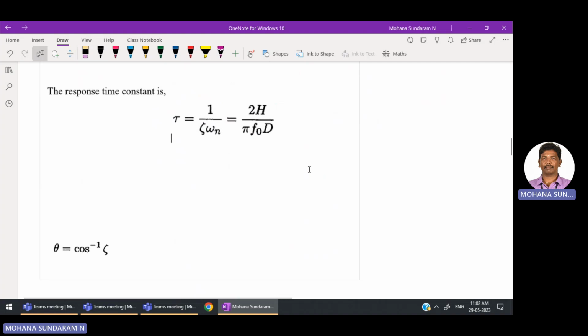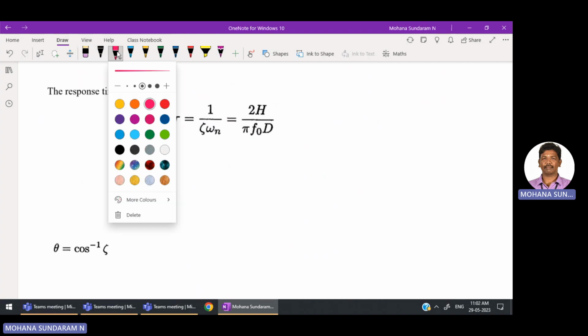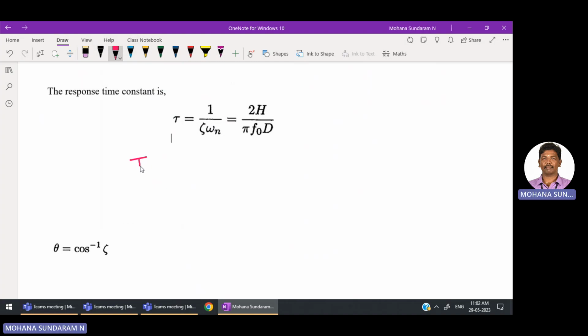Next, for the time constant tau, let me use the variable TIMECONST equal to, I'll use this formula. It is 1 divided by zeta z into Wn. That's all. This formula is over.